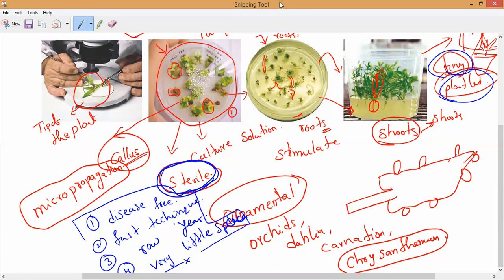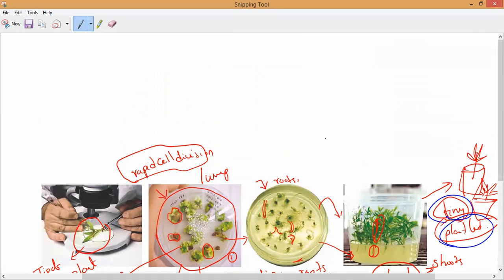Have you understood, everybody? Please, Kavya, Bhumika. Yes, sir. So now what you will do is please write the definition of tissue culture and later we will proceed.